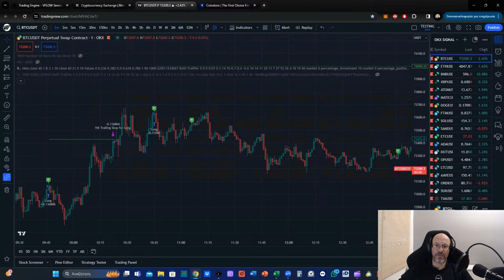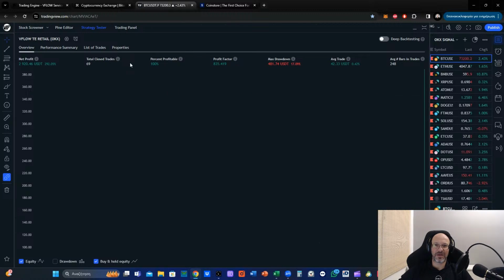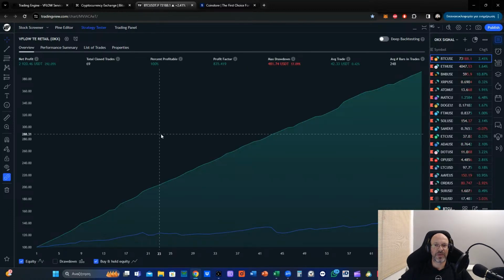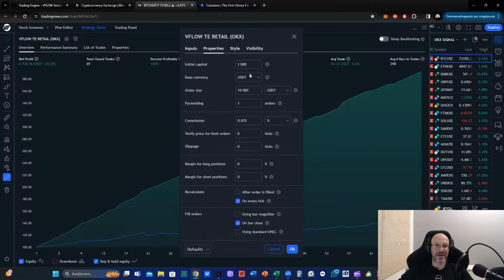But let's go now back to the back test and see what we are getting back from TradingView as for the back testing result. Let's go to the performance summary, go to overview. Now, this is the interesting part that has just started for you. Let's go to properties because I want to be crystal clear what settings we are using. So we are using 1000 USDT with 10 level, meaning that we are opening positions with 10,000 USDT. We have here the recalculation on every tick and on bar close as well.